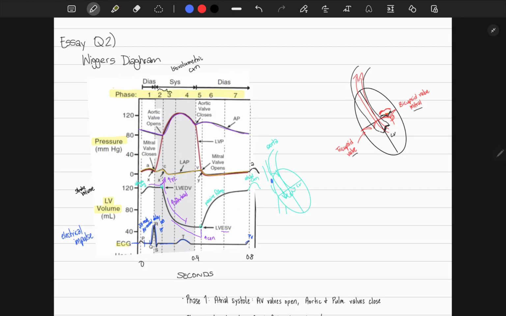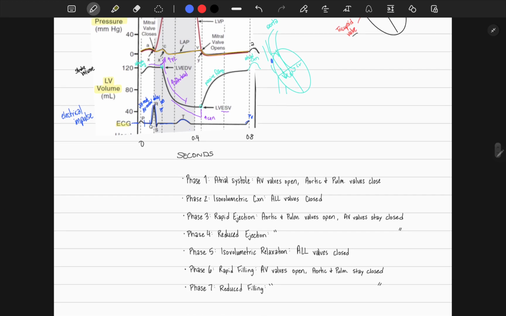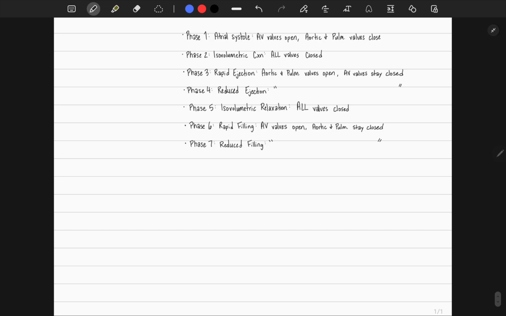So part 2 of this prompt goes into how atherosclerosis can affect all of Wigger's diagram. So let us first go over atherosclerosis.